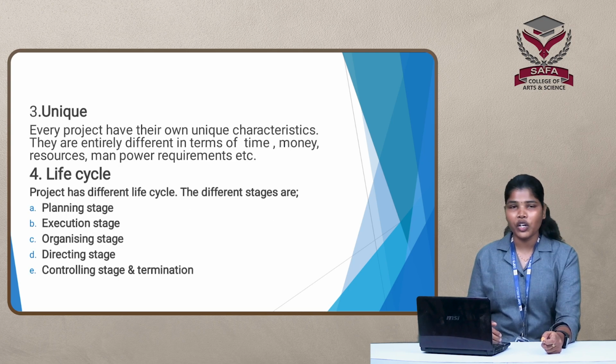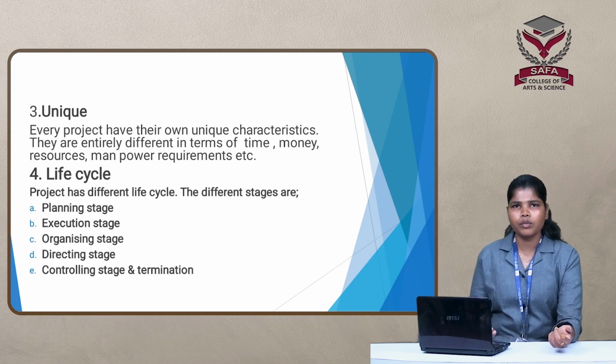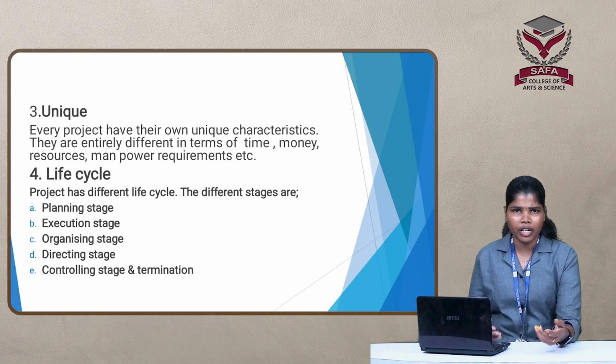Then third feature is unique. Every project has its own unique characteristics. They are entirely different in terms of money, location, resource requirements, etc. For example, a construction project requires more time and more money than an agricultural project. So every project has its own unique characteristics, and they are entirely different in terms of various factors. The factors may be time, money, location or resources, etc.